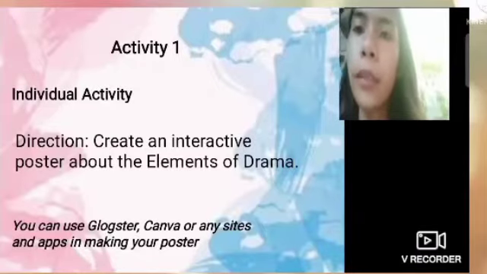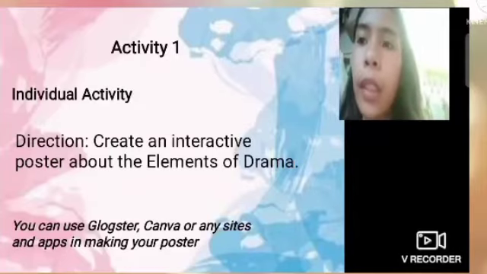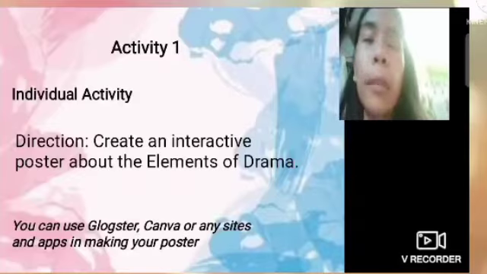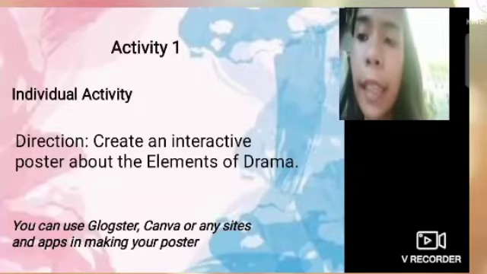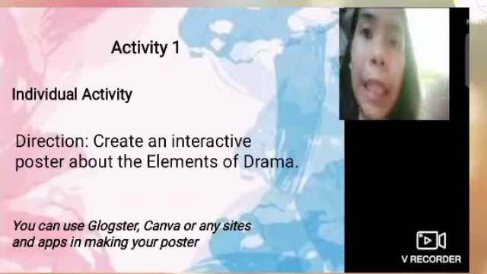I am going to discuss our activity. So first, activity 1, it is an individual activity. Direction: create an interactive poster about the elements of drama. In making your poster, you can use Blogster, Canva, or any sites and apps that might help you. So just be creative, guys.